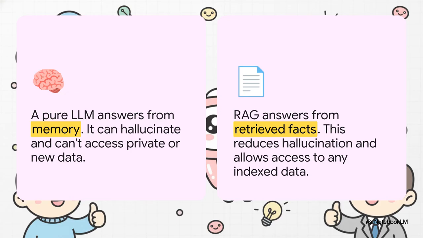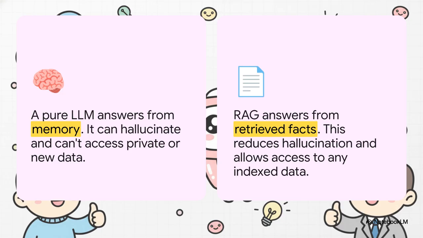And this side-by-side really drives the point home. On one hand, you've got a standard LLM. It's just answering from its massive but static pre-trained memory. This means it can hallucinate, just make stuff up, and it has no idea about your private company data or anything that happened after its training cutoff date. But on the other hand, you've got RAG. It answers directly from facts it pulls in real time. This slashes hallucinations and gives it secure access to any data you want it to have, no matter how new or specific.